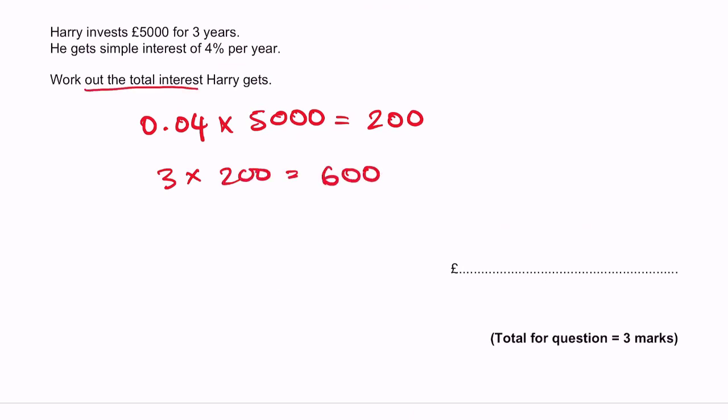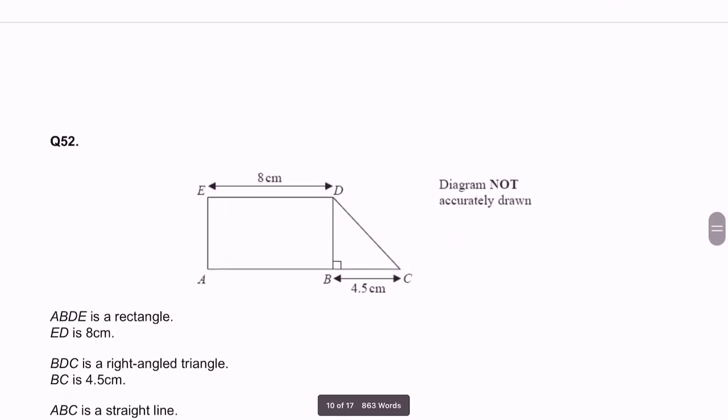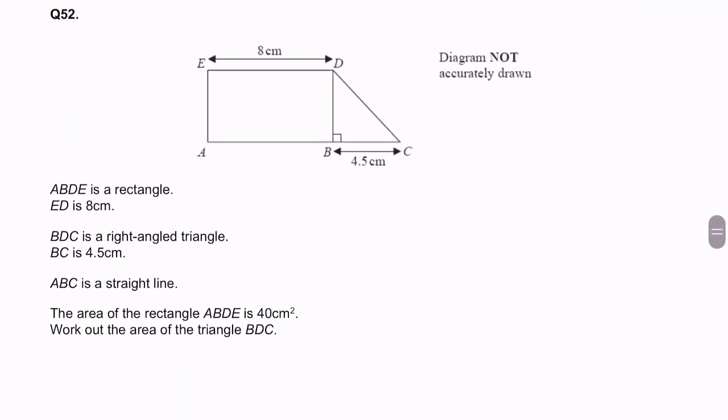It says work out the total interest only. So the answer is £600, and that's worth 3 marks. 3 easy marks.